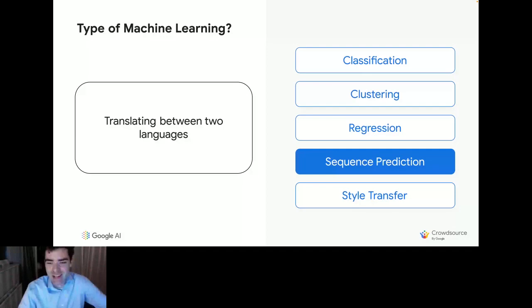Translating between two languages: sequence prediction or classification. Oh man, this is the big debate. Language translation, is it rules based or is it machine learning? The secret of Google Translate is it did not try to do rules. At least in the most successful iteration of it, Google Translate didn't try to do rules, it just did inference from large scale translation efforts, mainly governments.